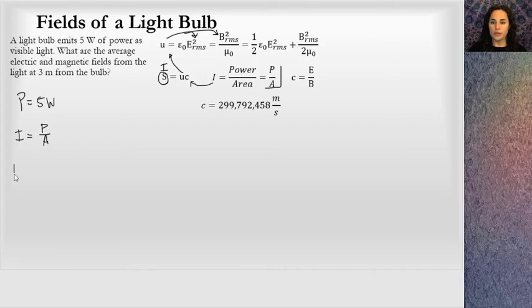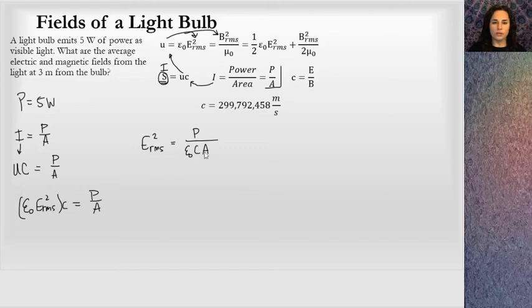I'm going to put a UC in here for intensity. Remember, intensity is the Poynting vector, and the Poynting vector is UC, and that's power over area. I'm going to put in what I know for U. U, in terms of the electric field, is epsilon naught E_RMS squared, and that is still multiplied by C, and that equals power over area. I'm going to go ahead and solve this for E_RMS. E_RMS squared equals the power over epsilon naught C times the area.